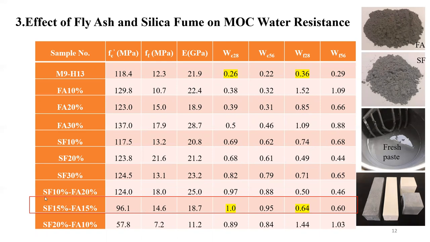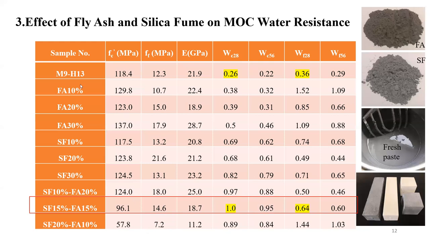With silica fume 15%, fly ash 15%, for WC28 we get 1.0. This is higher than 10% silica fume, 20% fly ash, which is 0.97, and also 0.89 for silica fume 20%, fly ash 10%. Although both of these values are quite reasonable, this silica fume 15%, fly ash 15% shows the best. And if you consider the flexural strength, this one also seems very good, 0.64. And if you consider 56 days, this is also quite good.